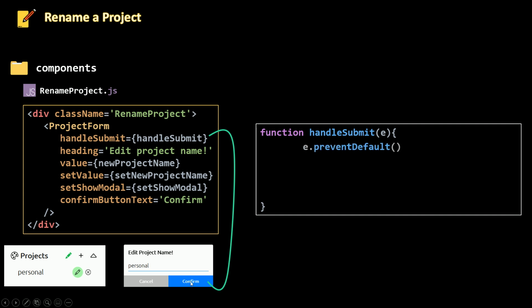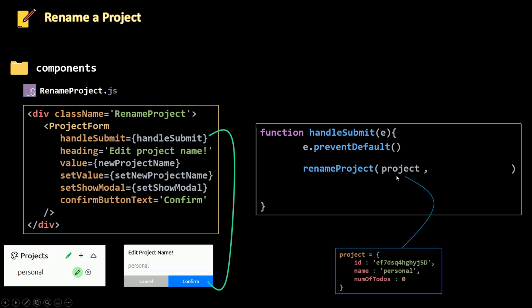From inside our handleSubmit function, we're going to need to prevent default, so when I click on this, I don't want to reload my page. Then I will call my function renameProject, which is a function we're going to create in a minute. This function takes in a project, which is the project we want to rename. This is an object which has an ID, a name, and number of to-dos. This name here is going to be called the old project name, and this here is going to be the new project name, the name that the user typed in to rename the project. And then here I'm going to set show modal to false to close the modal.